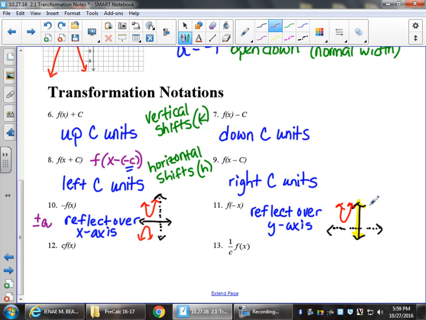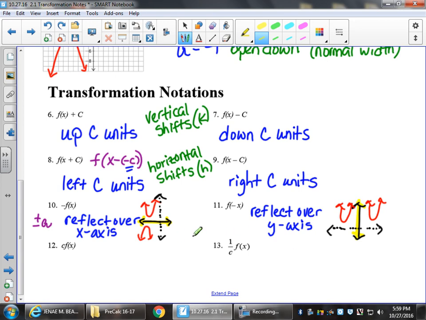So my resulting graph will be reflected over the y-axis. Negative f of x is a reflection over the x-axis. So we started here, reflected over the x-axis. In contrast, f of negative x is a reflection over the y-axis. Here is my starting function, reflected over to the other side of the y-axis.